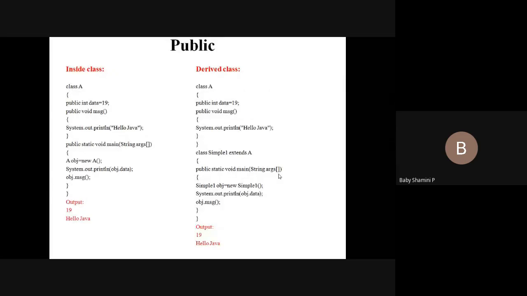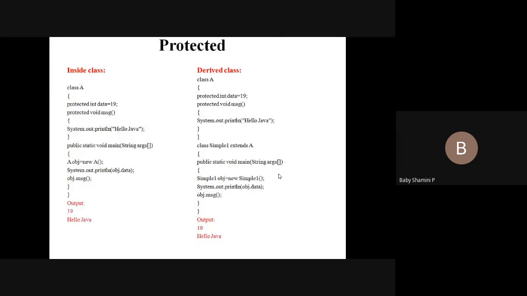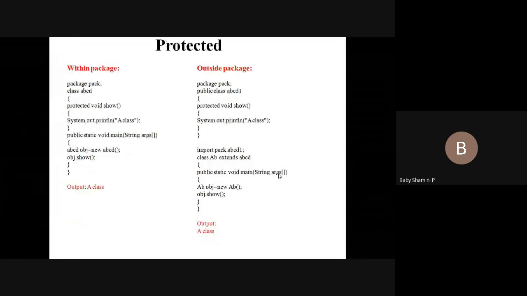So these are the things that come under protected access modifier, public access modifier, private and default. So protected means we must use the inheritance concept to implement the protected data. So we will discuss the remaining things in the next class.